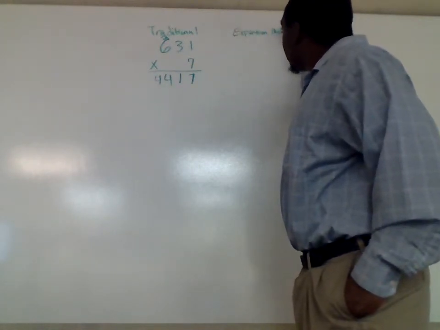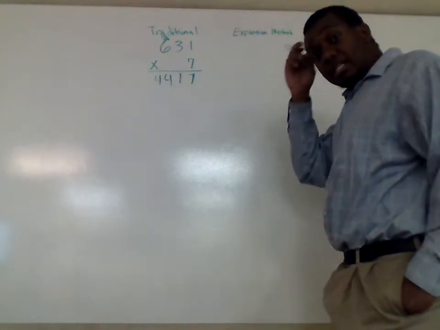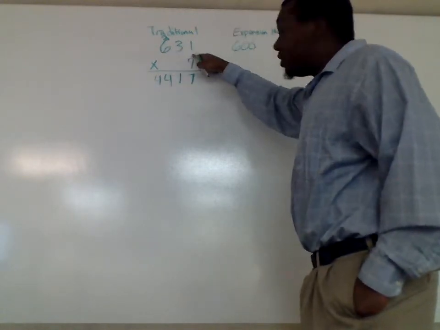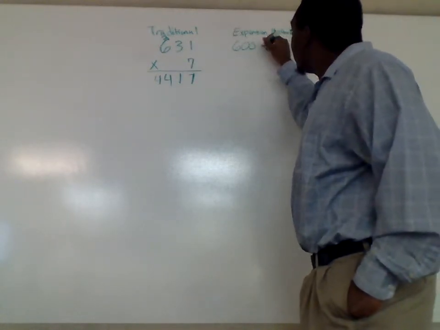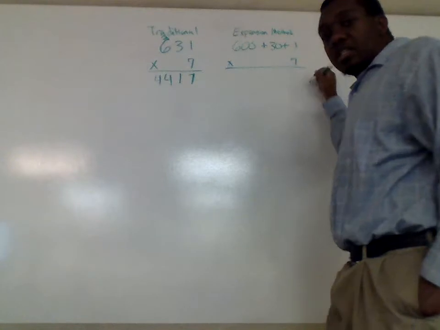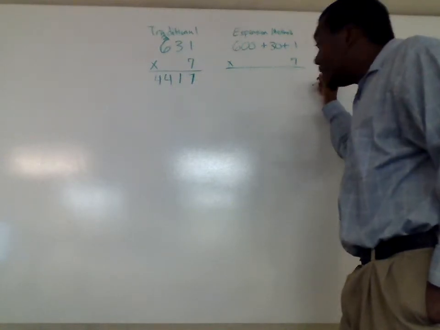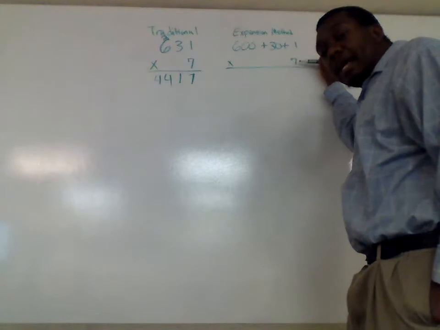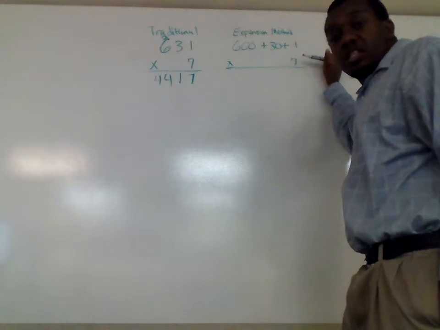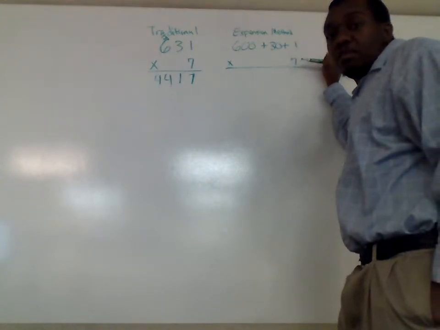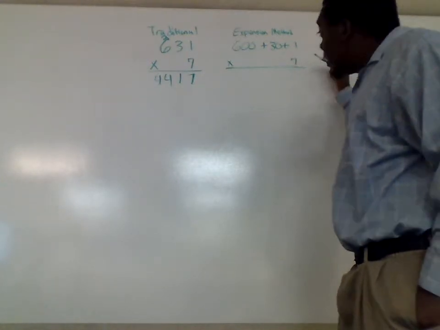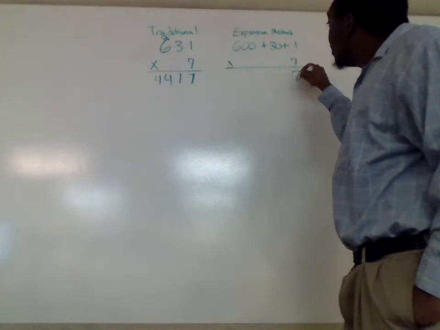All right, so with the expansion method, instead of doing all of this as one whole thing, you would separate it. So we would have 600 plus 30 plus 1. Each of these separately is going to get multiplied times 7, and then we'll add it up. The reason people like this is what I said earlier when I was doing the estimation. When you have zeros at the end, it's much easier to multiply because you just multiply the numbers that aren't zero and then put zeros at the end. So 7 times 1 is still 7.